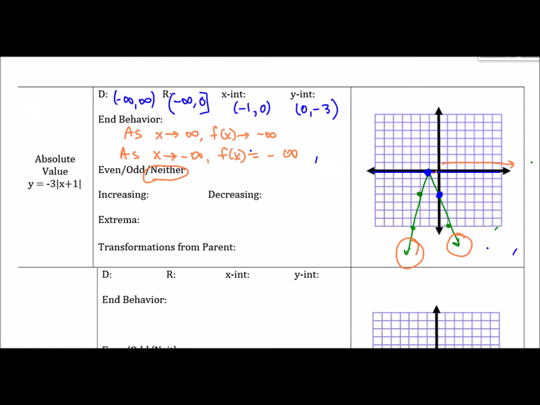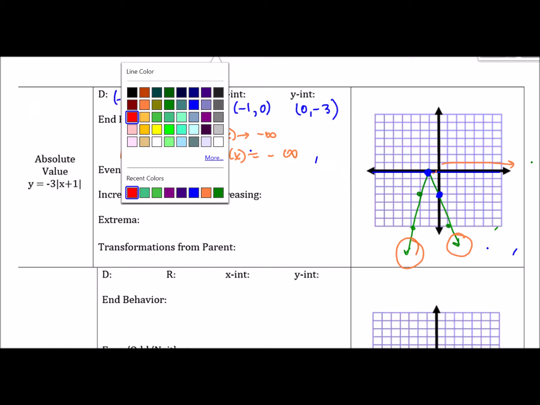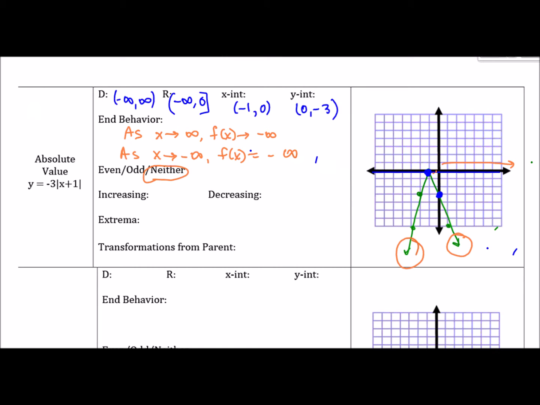All right, choo-choo train, here we go. Increasing or decreasing. Always start at the farthest left point, which according to our domain is -infinity. So here's our little choo-choo. Chugging along, and I say, are we going uphill or downhill? Uphill. So that portion of the graph is increasing.